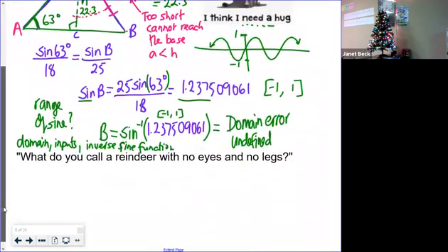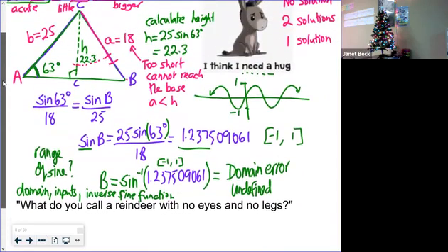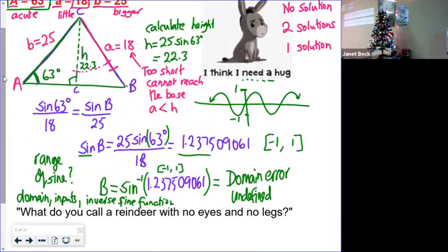Second joke of the day. I hope you remember, what do you call a reindeer with no eyes? No idea. What do you call a reindeer with no eyes and no legs?